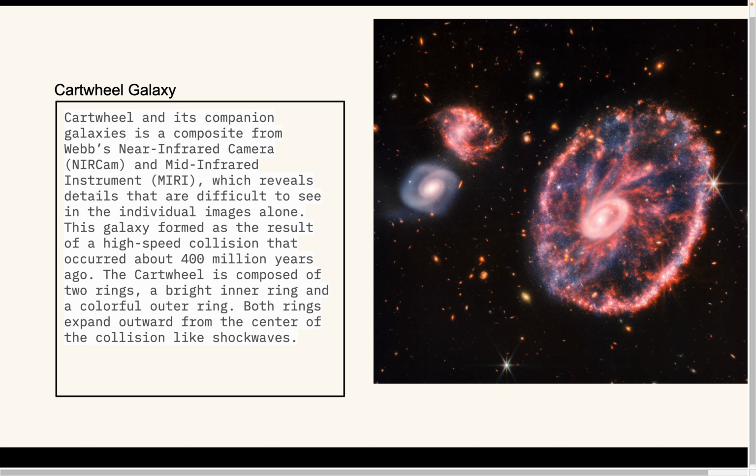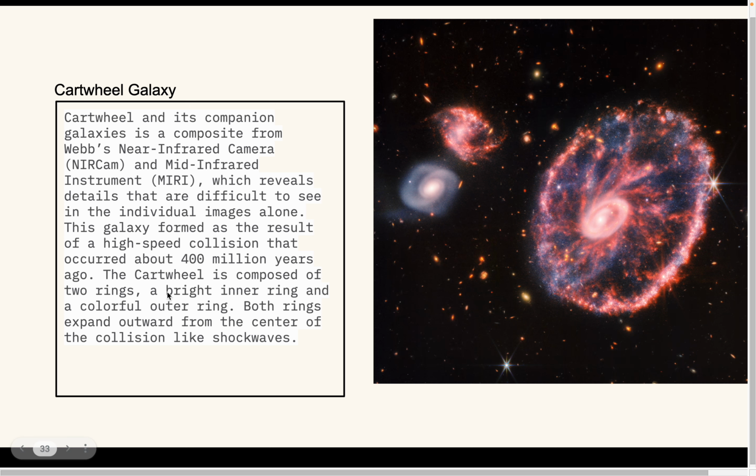And the next type of galaxy we will discuss today is the Cartwheel type of galaxy. As the name suggests, the Cartwheel and its companion galaxies are compositely imaged. You can see here the Cartwheel galaxy image. The recent JWST imaged the Cartwheel and its companion with its NIRCam and MIRI cameras, which reveal details that are difficult to see in the individual images alone. This galaxy is formed as a result of a high-speed collision that occurred about 400 million years ago.